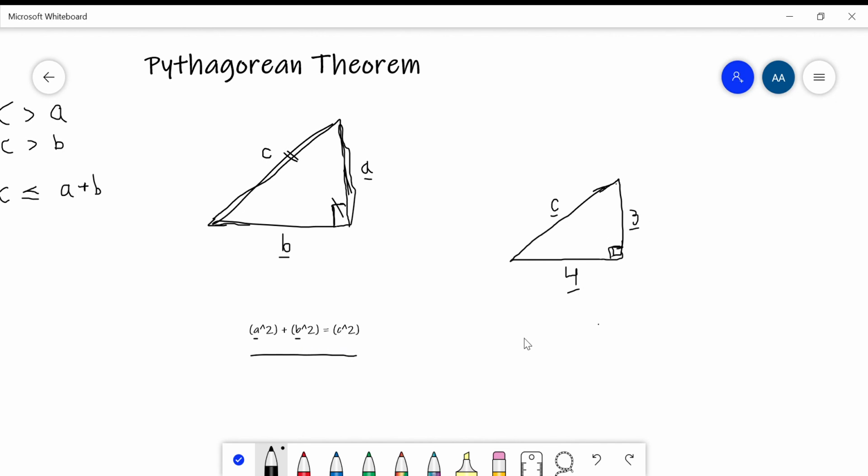So let's do that. We're going to go 3 squared plus 4 squared is equal to C squared. And we don't know what C is.